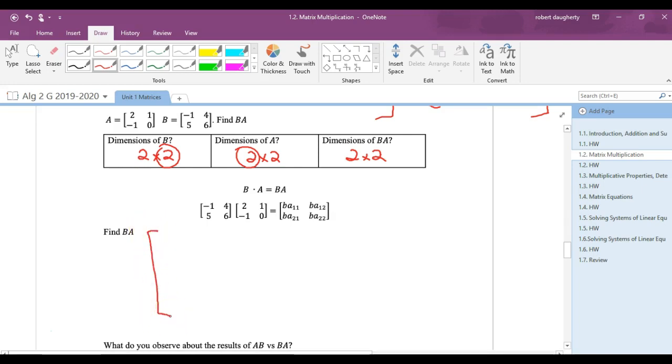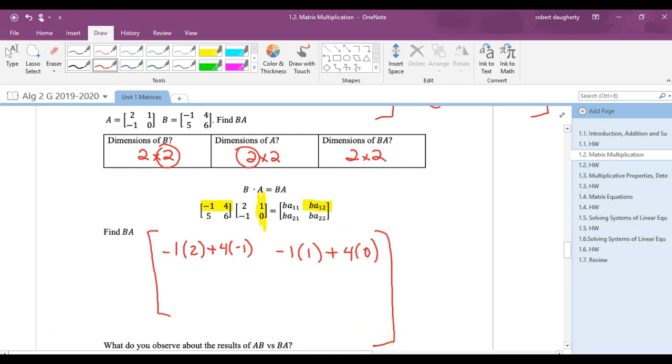Okay. I'll highlight it again, but then I'll probably stop highlighting after that. So first row with the first column. It might be helpful when you're starting out to circle it so you know which one you're working on. So the numbers are going to be what? -1 times 2 plus 4 times -1. Okay. Then I'm going to move on to find this number right here. I need to look at the first row with the second column. Okay. So that's going to be what? -1 times 1 plus 4 times 0.